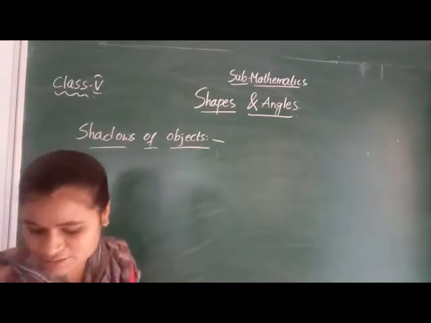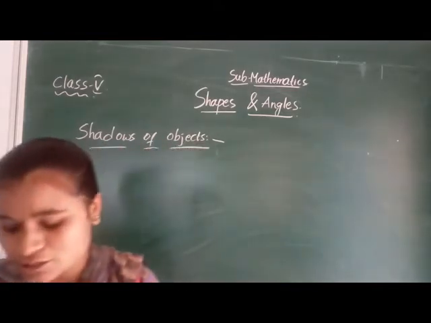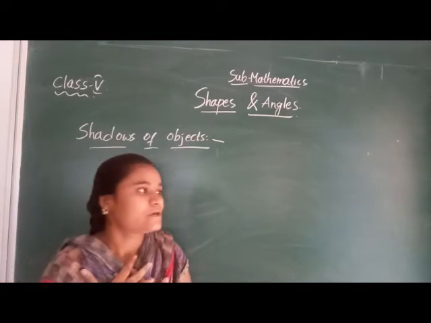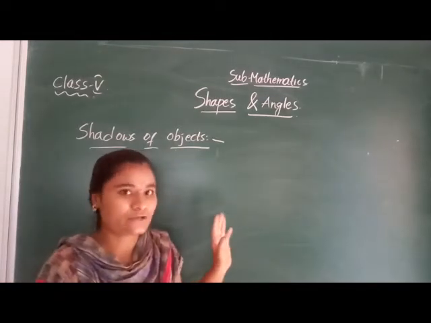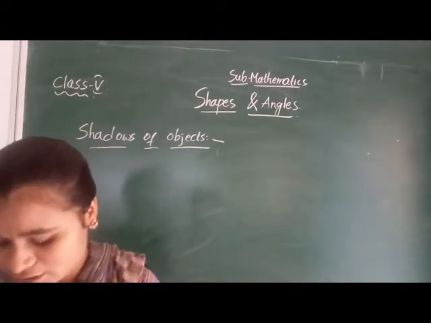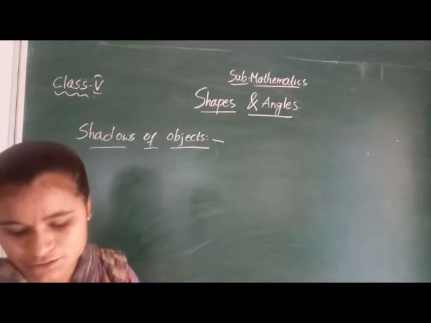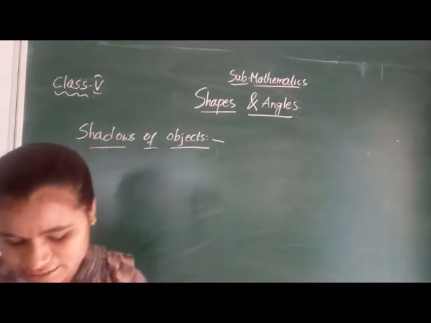See that page number 9. They are having shadow of objects. If we also stand like this, a shadow will compulsorily appear behind us. So like this also, this is the shadow of objects. Okay ma?